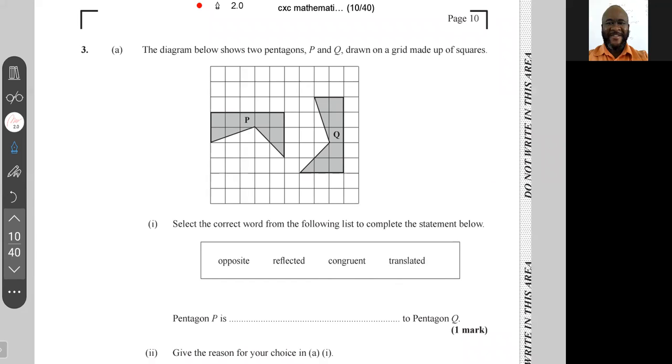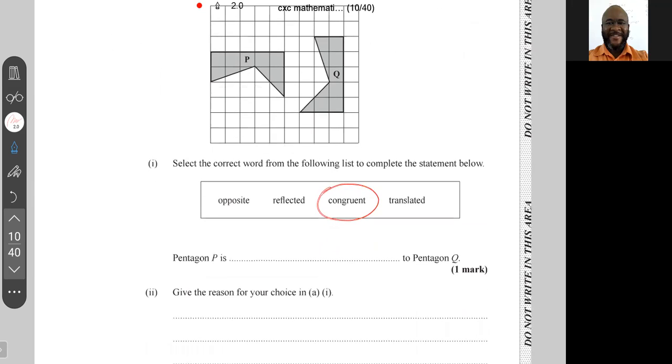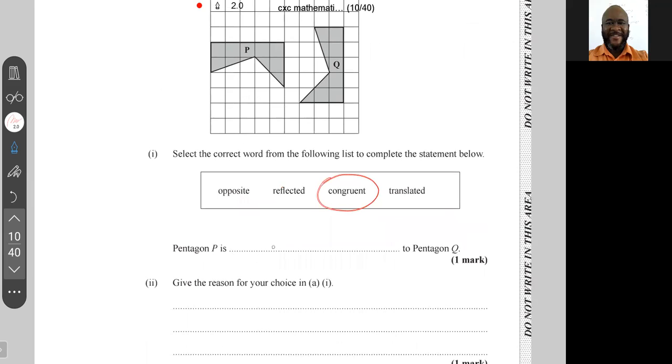All right, and the word I am going with is the word congruent. Now, the word congruent means that the two shapes are exactly the same. So I would say that pentagon P is congruent to pentagon Q. What is the reason?